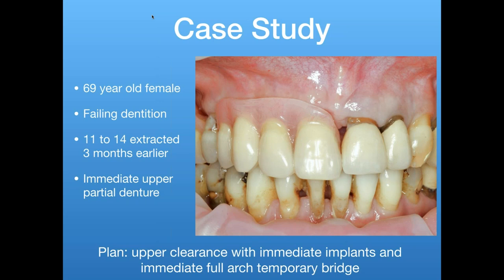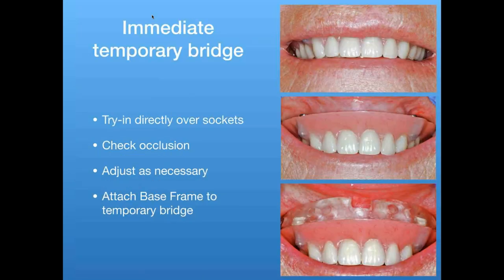Immediate full temporary form initially with acrylic extending into the buccal sulcus and onto the palate. So once the teeth are taken out, this can be tried in directly over the sockets using the palate to help to stabilize the temporary bridge. We can check the occlusion, which can be adjusted as necessary, and then attach the base frame to the temporary bridge. So in the lower picture there, you can see this acrylic frame attached onto the temporary bridge.